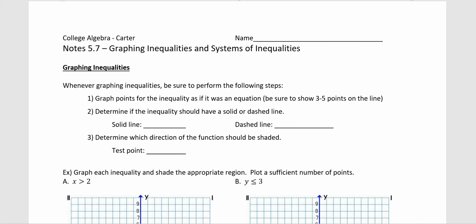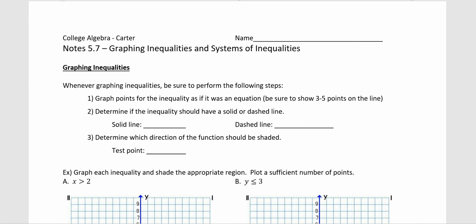So, when we're graphing inequalities, we want to be sure to perform the following steps. First, graph the points for the inequality as if it was an equation. Be sure to show at least 3 to 5 points on the line. Be sure that you're accurate, really.